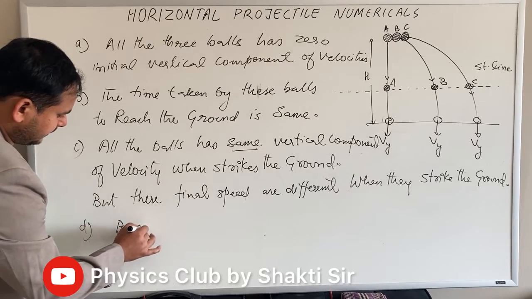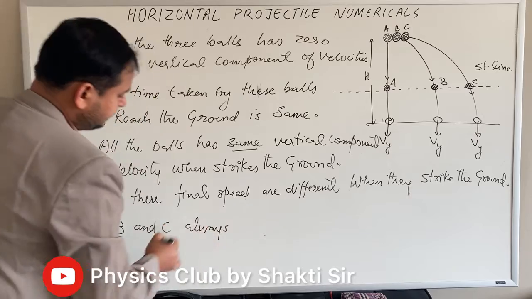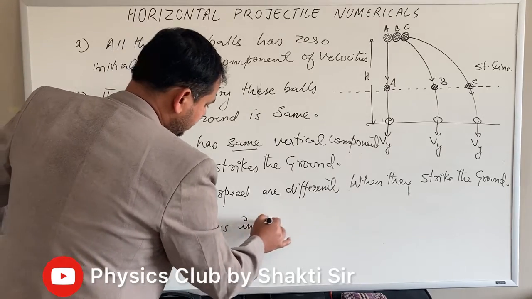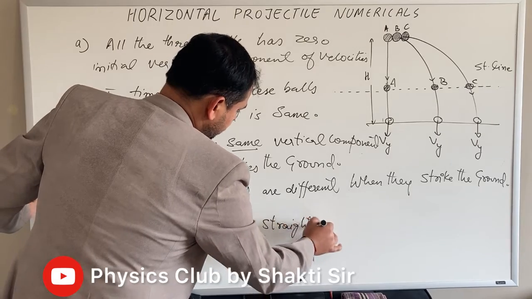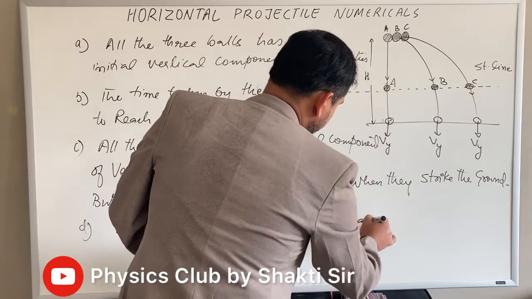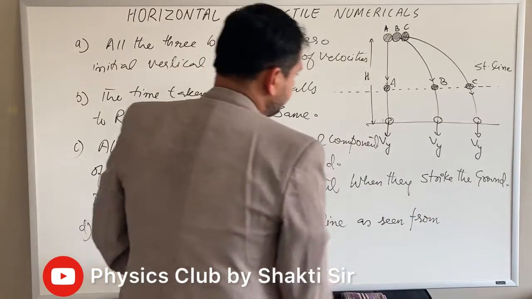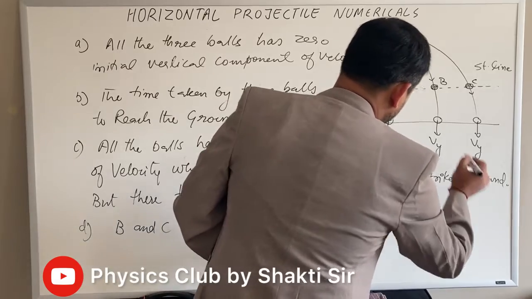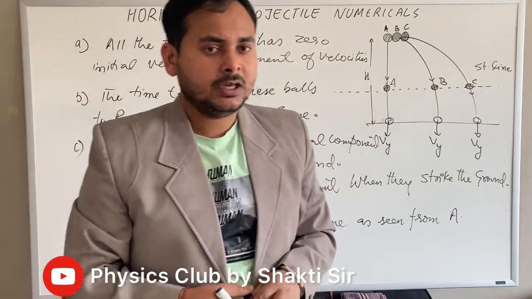B and C are always in a straight line as seen from A. The reason is very simple, because they have a zero initial vertical component of velocities.